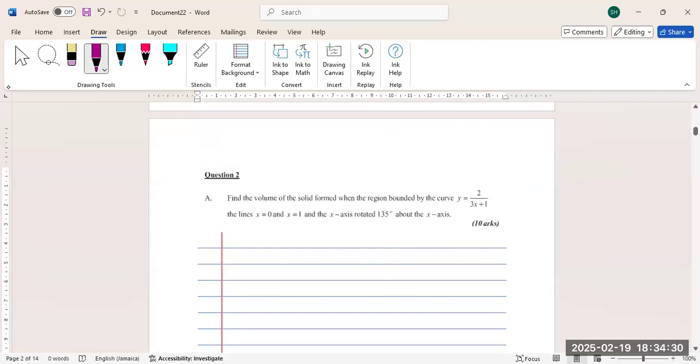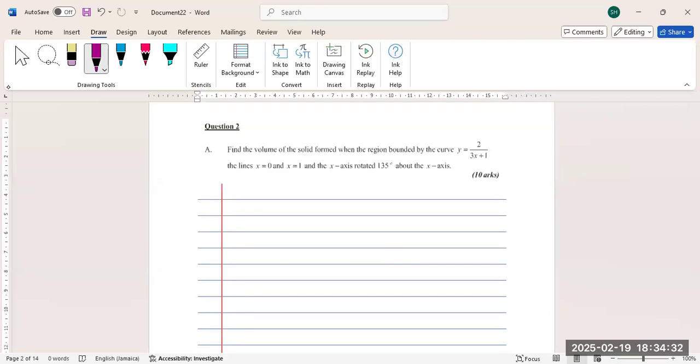All right, so let's rotate about the x-axis. There are some things that we need to look for. We need to know where it's rotated, the x-axis. So the integral would be pi y squared dx. Do you agree with that formulation?